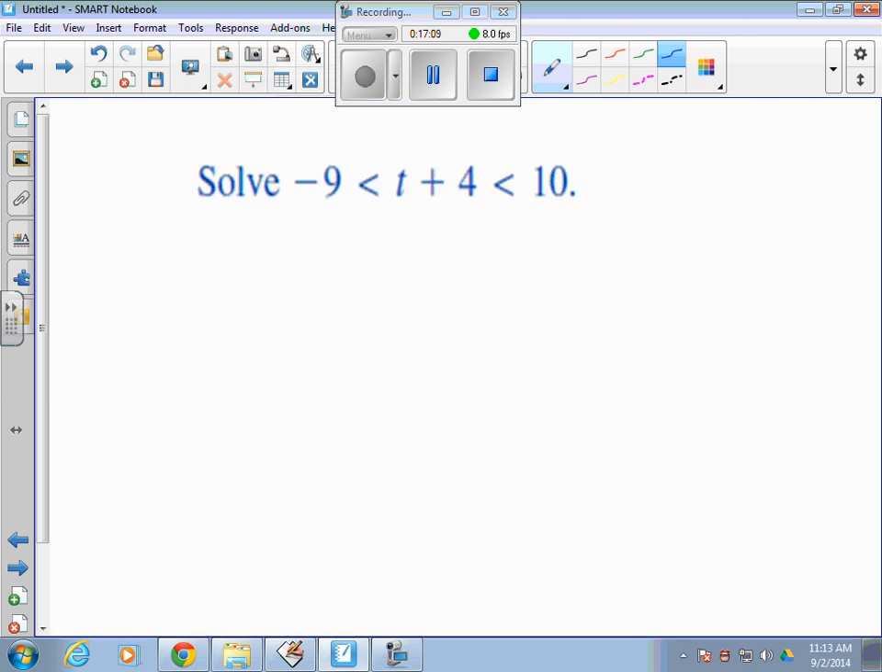Solve this one. Take about 30 seconds. Shouldn't take you that long.